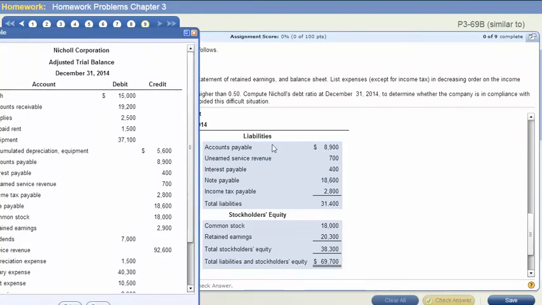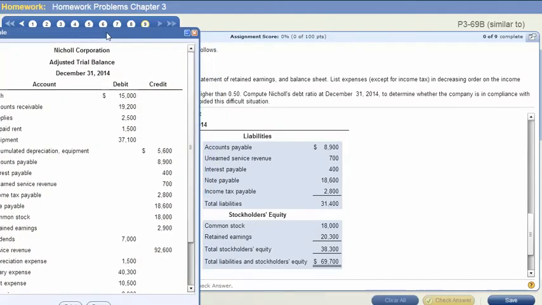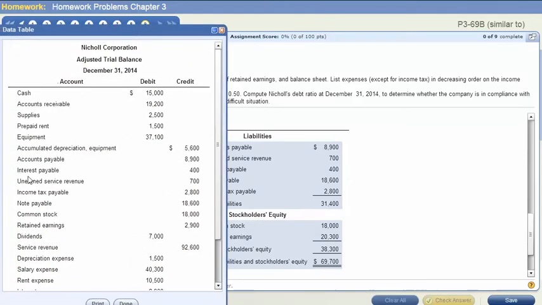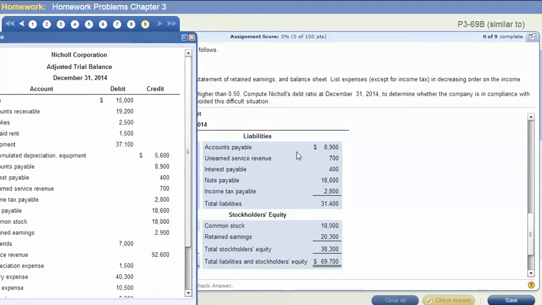On this side, again, what you tend to owe the fastest comes first, and then as you go down, you owe it the slowest. Income tax payable is different. Remember in the income statement, it was on a line all by itself after net income before tax. Here again, you notice it's the very last thing all by itself. We got accounts payable of 8,900, 700 for unearned service revenue, 400 for interest payable. The note payable, which is the long-term debt, is here, and then income tax payable last, which is the 2,800. Pretty straightforward. Basically, just line up your liabilities and take them off here and put them here.